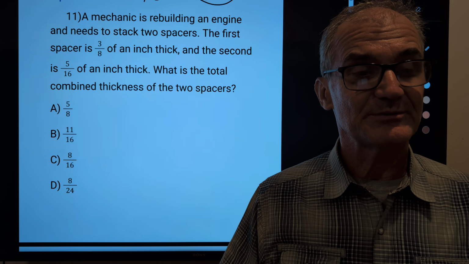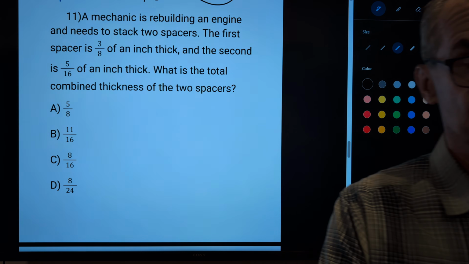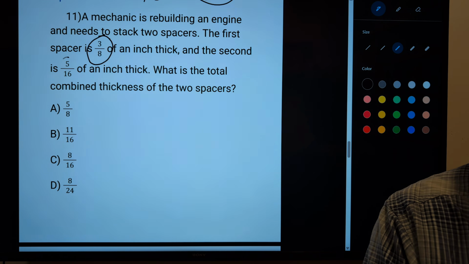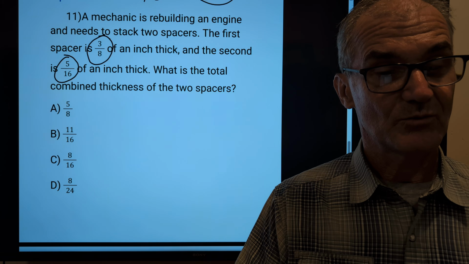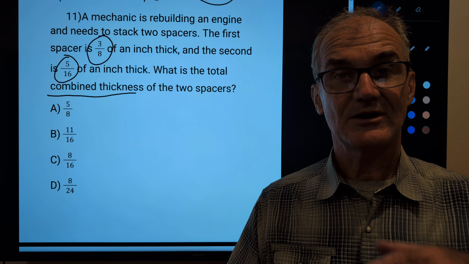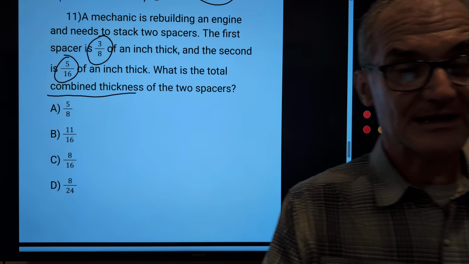A mechanic is rebuilding an engine and he has to stack 2 spacers. The first one is 3/8 of an inch and the second is 5/16 of an inch. What is the combined thickness? So all those words convert into an equation. It is saying add those 2 fractions.